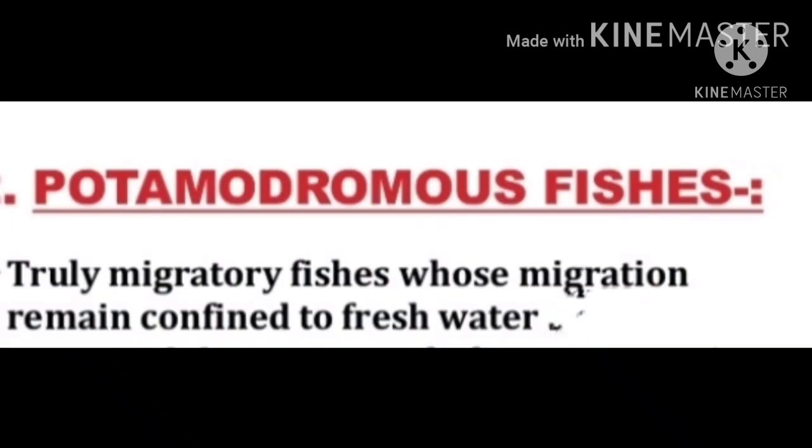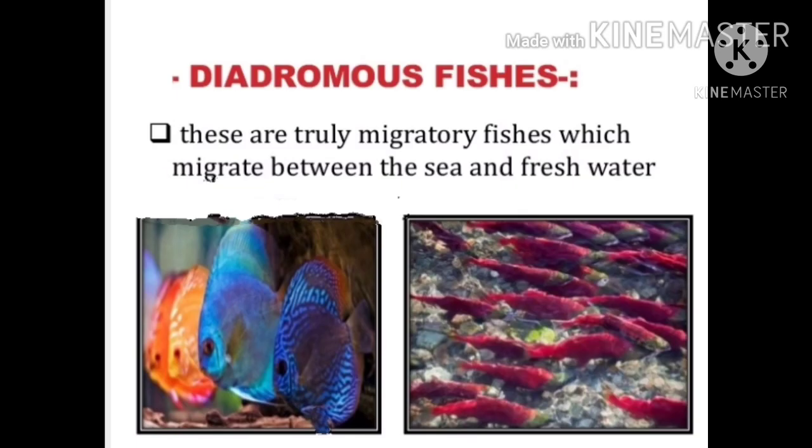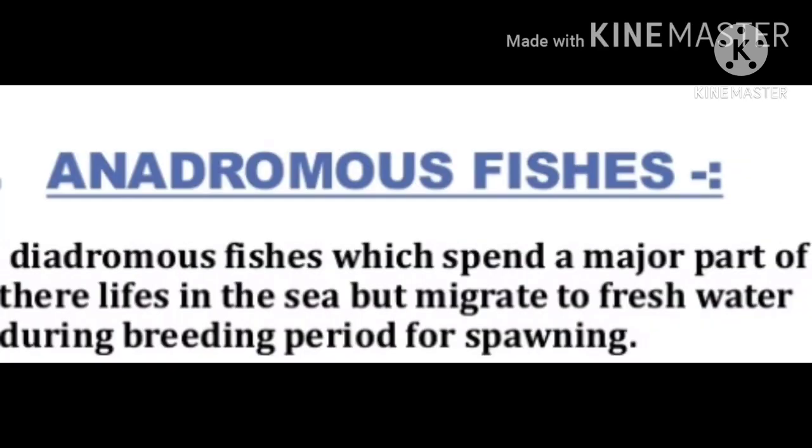Potamodromous fishes are migratory fishes whose migration is restricted to freshwater only. Diadromous fishes are truly migratory fishes. They can migrate between sea and freshwater. Anadromous fishes are a type of diadromous fishes. You know that diadromous fishes are capable of migrating between sea and freshwater.